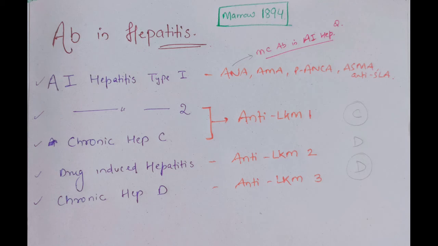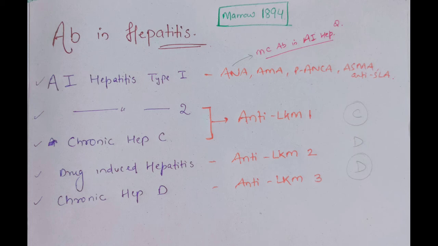Okay. And between LKM 1, 2 and 3, you saw 1 was for C, that is both on the top. Then on the bottom side 3 corresponding to D. Now the left is anti-LKM2, which will correspond to the drugs. So anti-LKM2 is the antibody in drug-induced hepatitis.